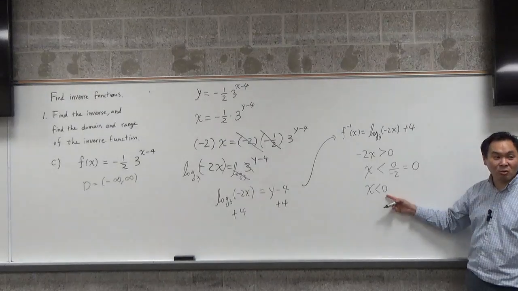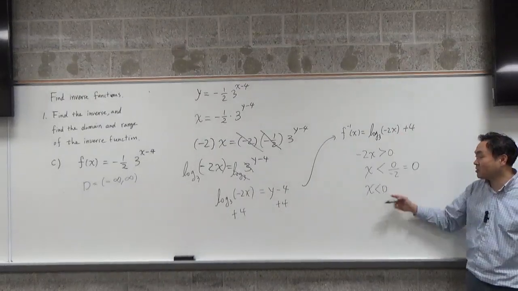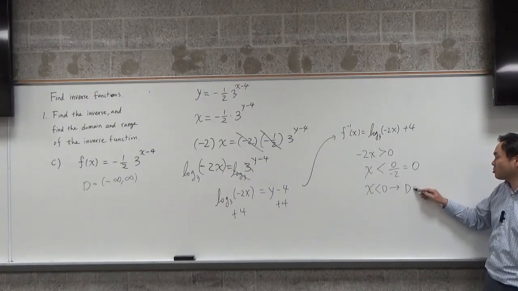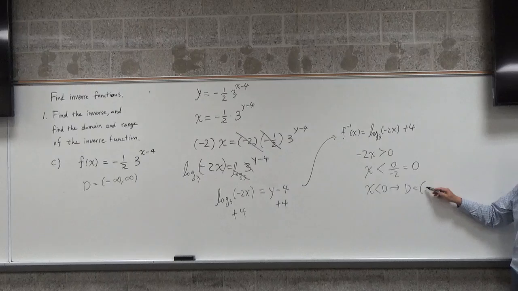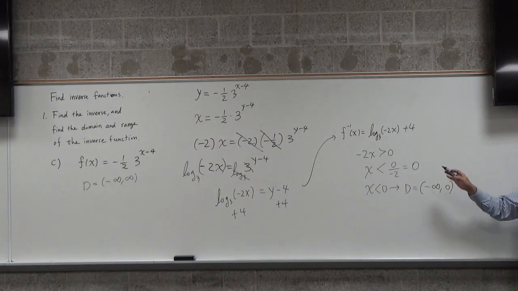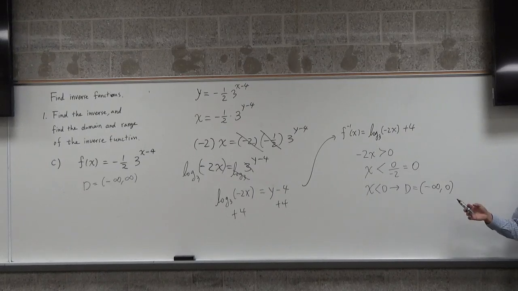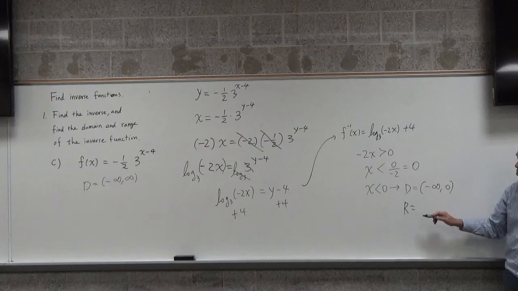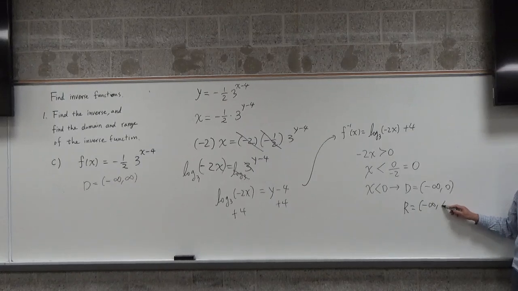But we already knew that. The only way this could be valid is if x is negative, right? So that is the domain. How do you write that in interval notation? Domain is negative infinity to 0. Never square brackets in these questions for logs and exponentials. The domain and range never has square brackets, so this is fine. And then now what? Now what's the range? It's the domain of the original function, negative infinity to infinity.